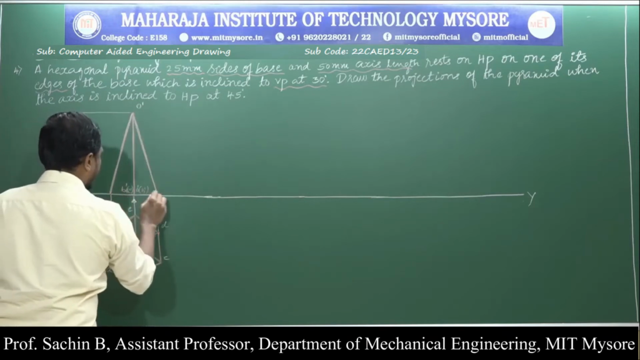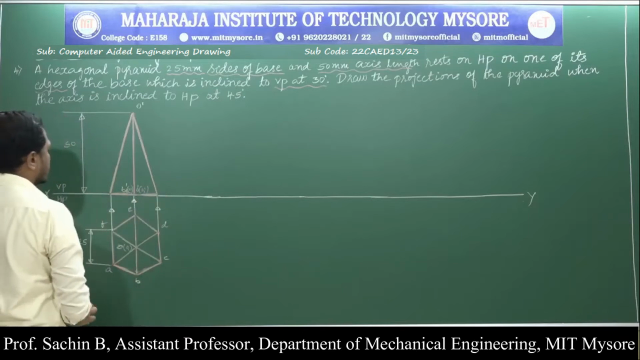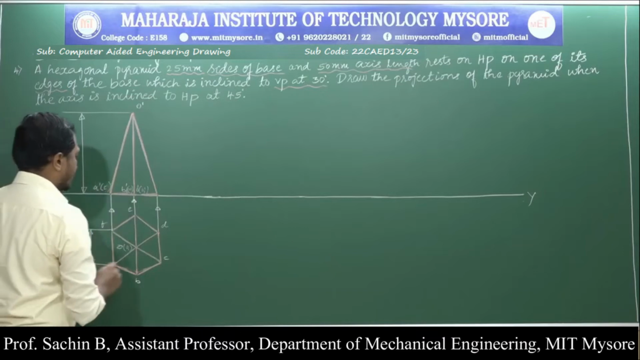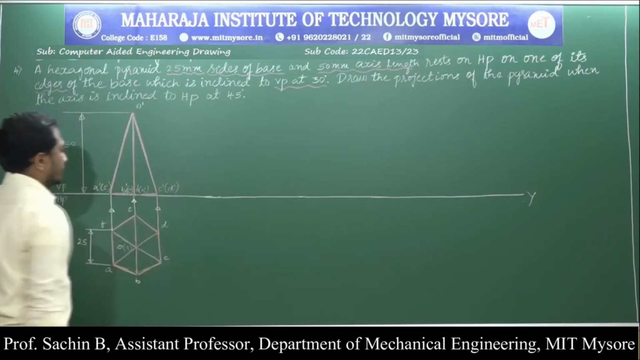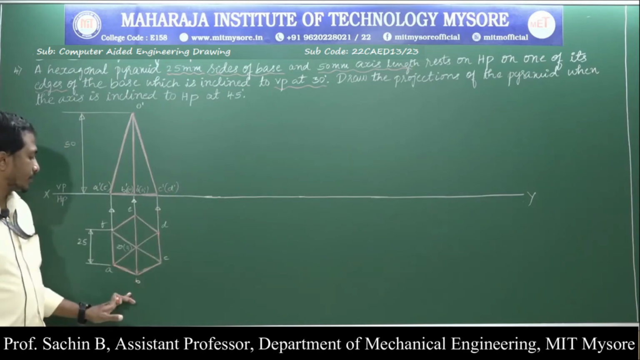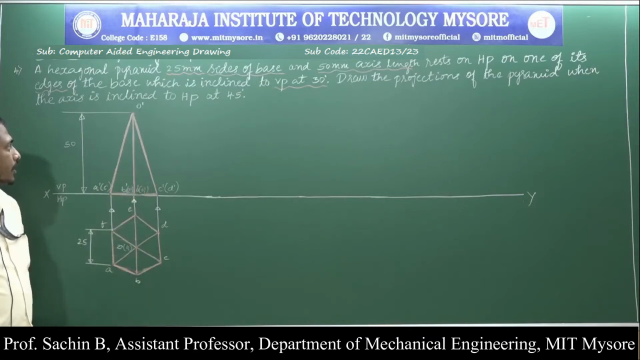The base is clearly visible for us. I am going to call this as A dash to E dash and this point as C dash to D dash. This is the first position of the object by drawing its top view and also its front view.